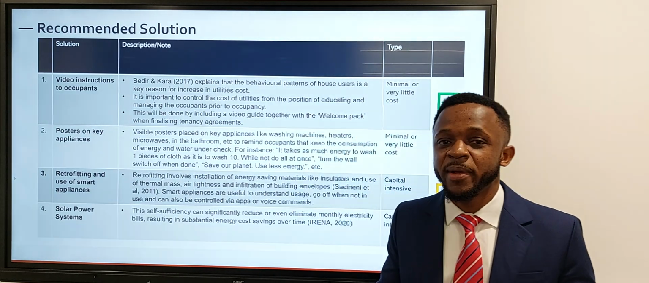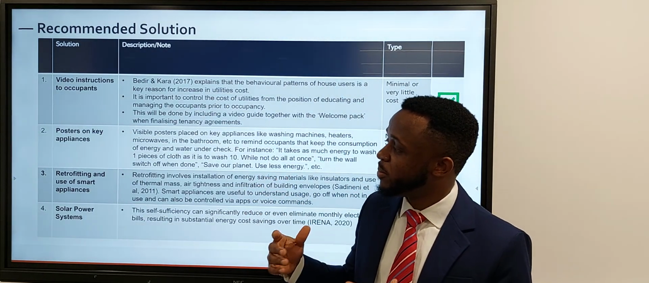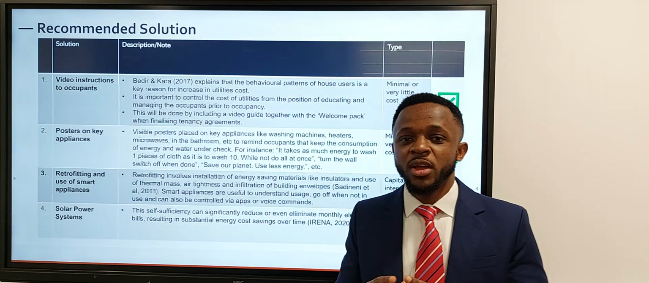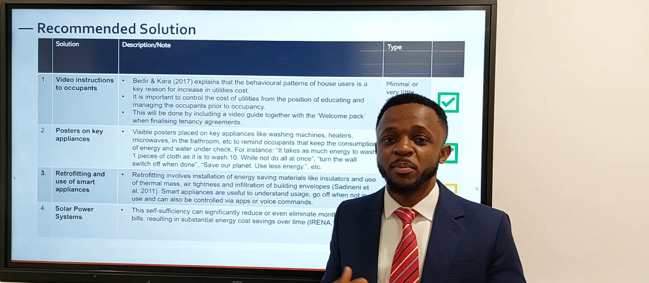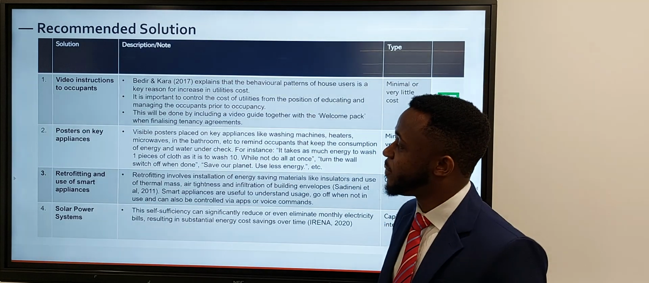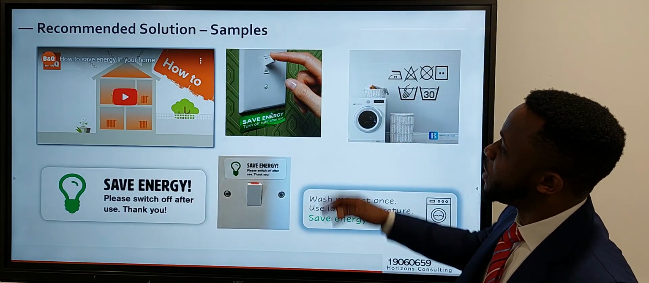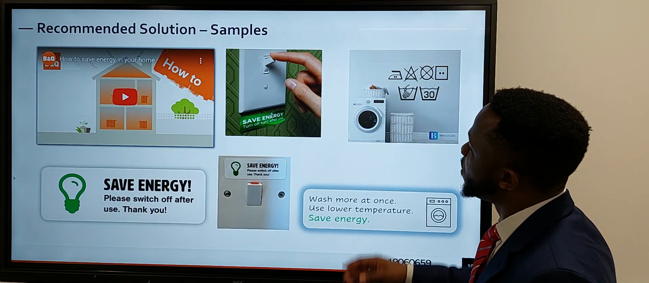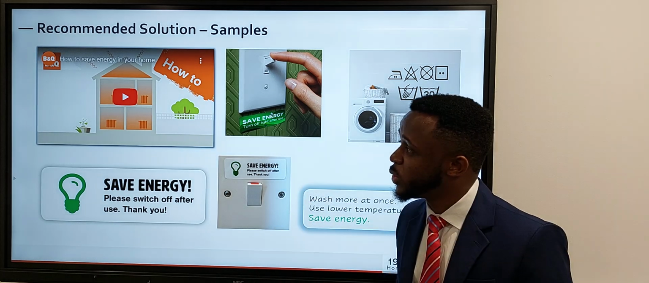The second solution is about posters and maybe stickers on appliances and switches, for example, where occupants will be reminded to use minimal energy and keep utility spend minimal for the properties being managed. So here are some examples of the recommended solutions.